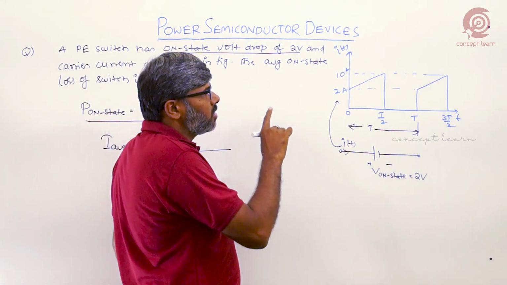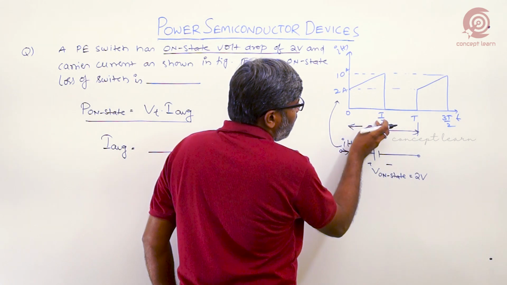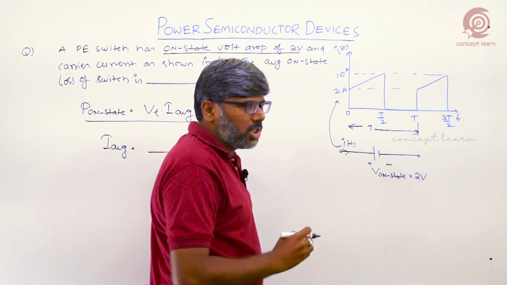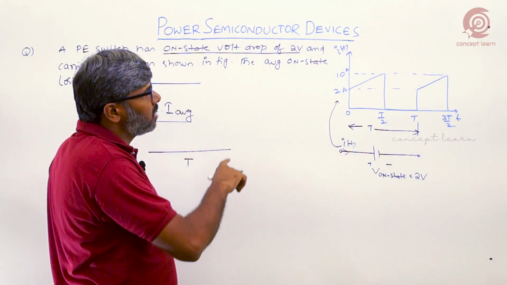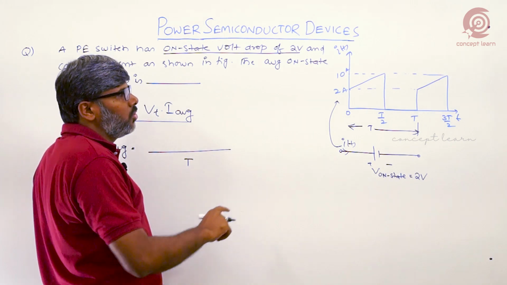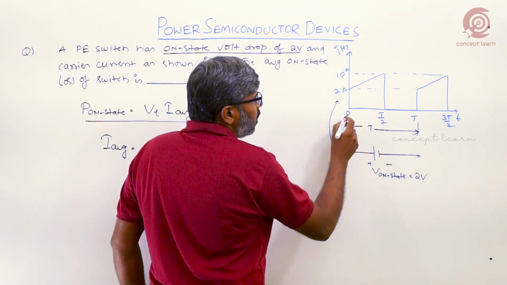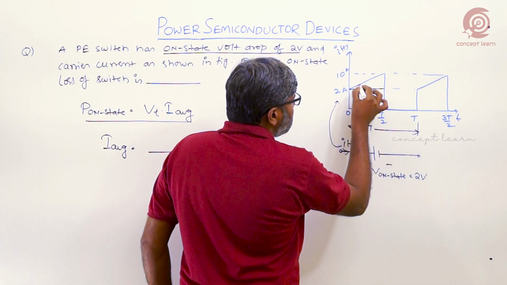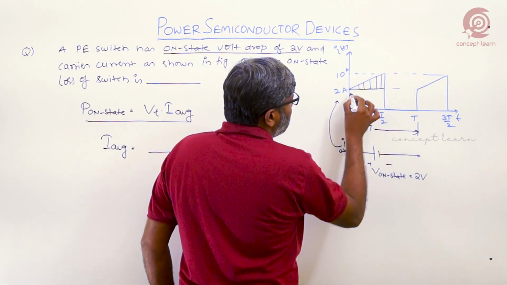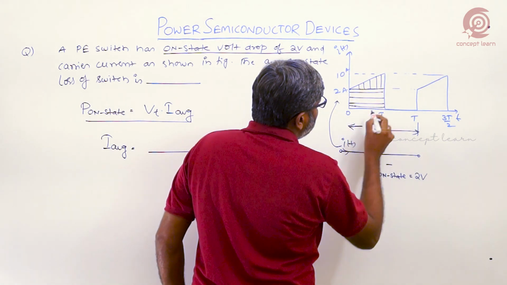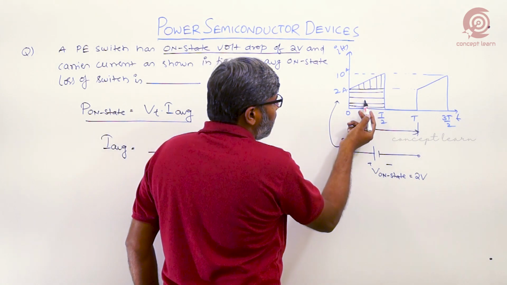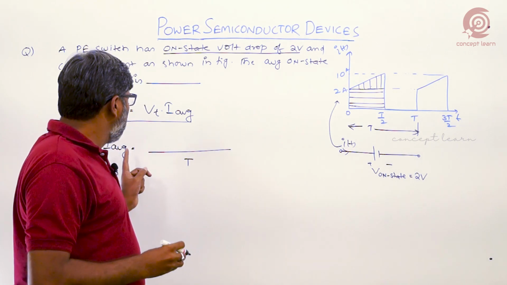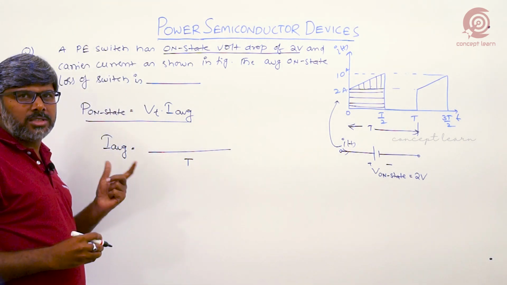What is the area of this curve? From 0 to T by 2 there is current variation, and from T by 2 to T the current through the switch is 0. So now calculate the area of this curve during the period 0 to T by 2. This curve has two parts: one is a triangle and the second is a rectangle. Find the area of the triangle and the rectangle, and the sum of these two areas divided by T gives the average value of the current signal.